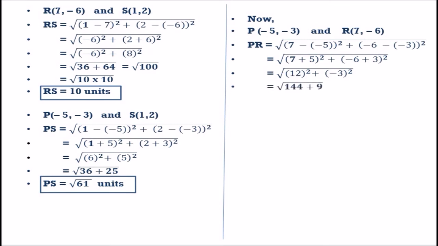12 12s are 144 plus minus into minus, sign will change, plus 3 3s are 9. So we have got under root 144 plus 9. That is the distance of PR equals under root 153 units.